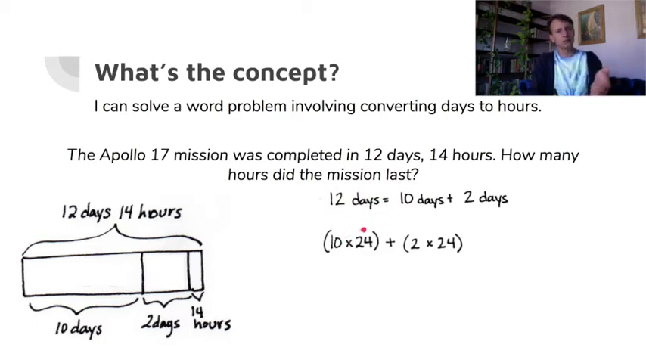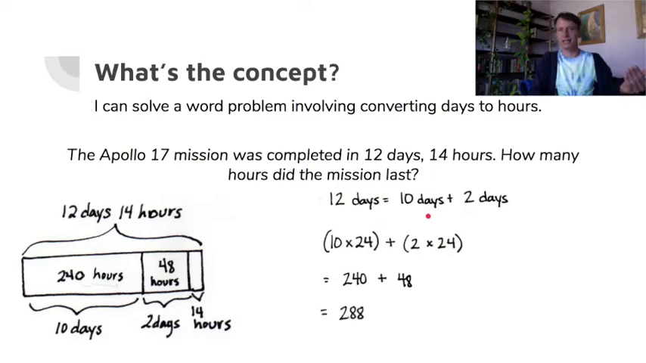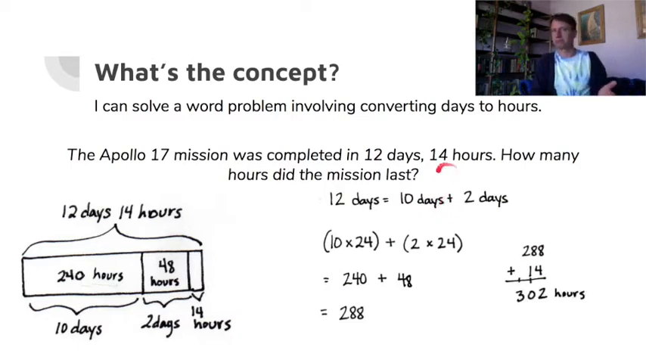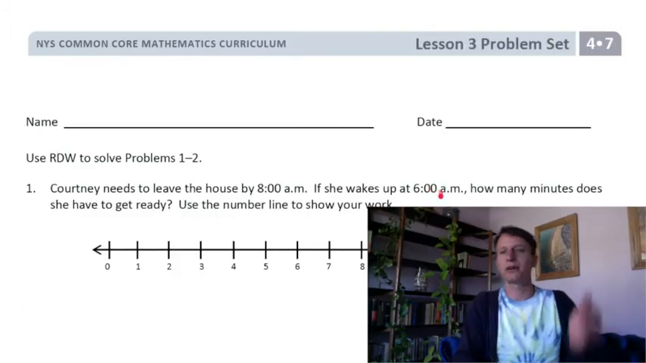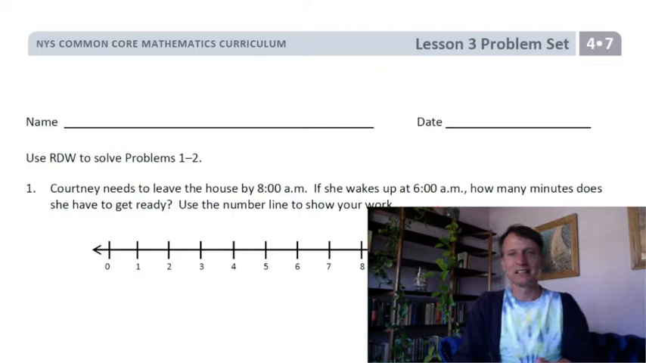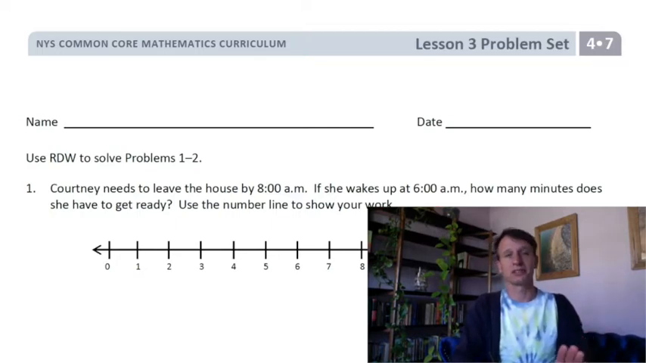Because 10 times 24 is 240. 2 times 24 is 48. Put those together, you get 288. And then, of course, we don't want to forget the 14 hours, right? 288 plus 14 is 302 hours. Pretty straightforward, right? Much like everything else we've been doing. So you'd have your statement then, the mission lasted 302 hours, and boom, just like that, we are already onto the problem set. This one was a little bit of a breather, don't you feel?